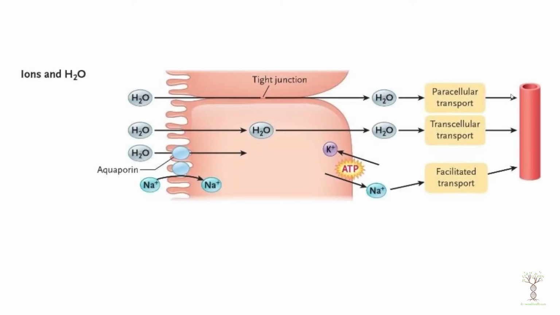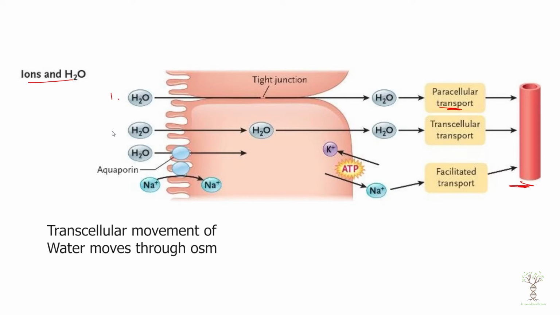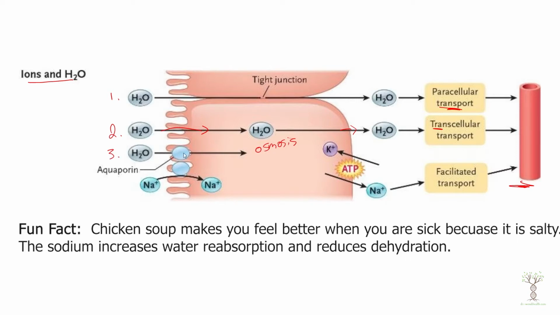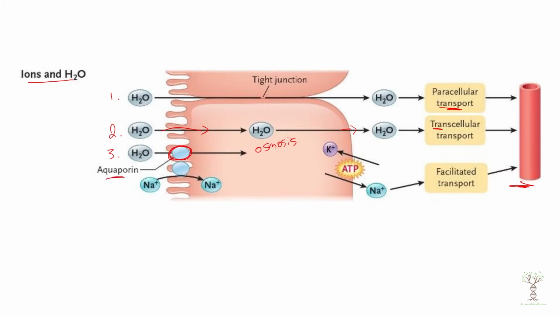Next, we will look at how we move ions and water across the membrane. Water can move in 3 different ways. Number 1, water can move in between our epithelial cells, and this is called paracellular transport. Water can also move into the cell and then out of the cell. This is osmosis, and that is called transcellular transport. And then lastly, water can move through membrane proteins. These membrane proteins are called aquaporins.